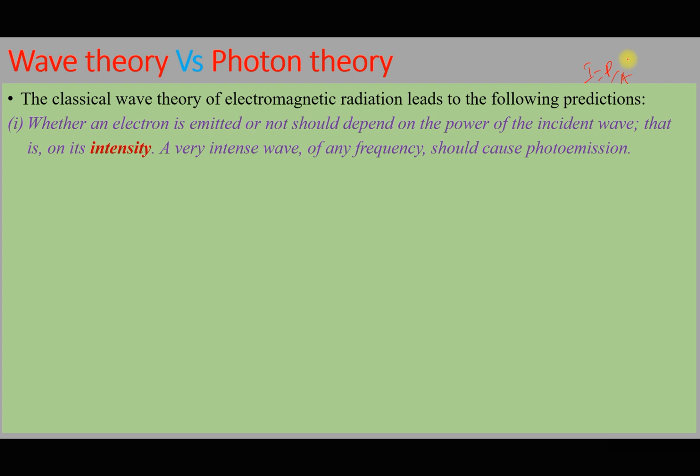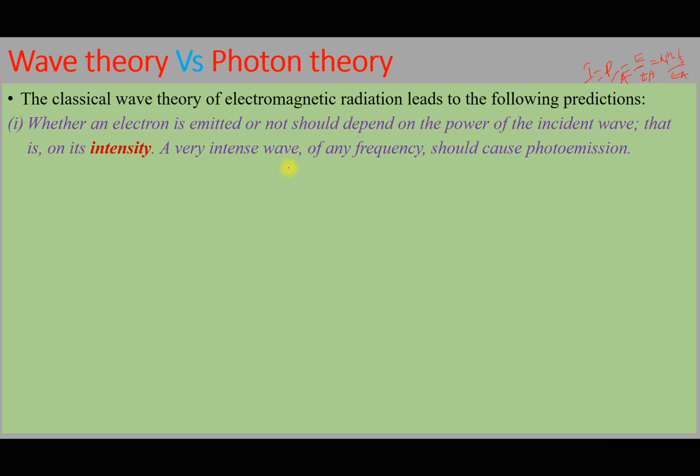So intensity equals power over area, and power is equal to energy over time, then times area, and the energy of the photons equals hf over t times A. Let's put an n here for the total number of photons. So it is telling us that whether an electron is emitted or not should depend on the power of the incident wave, that is, on its intensity.